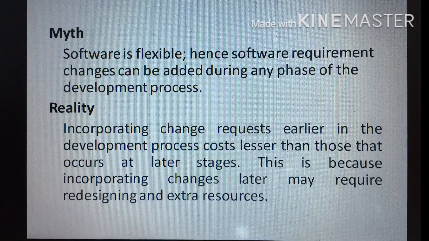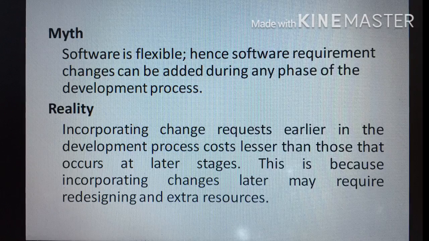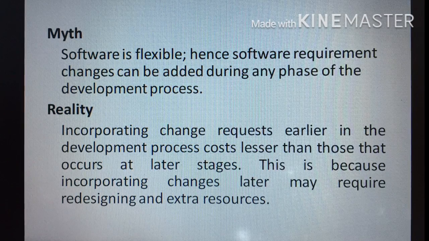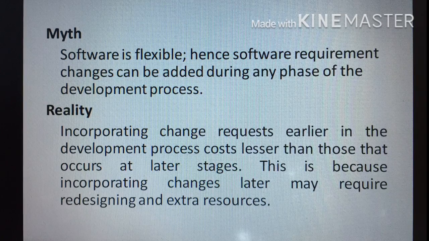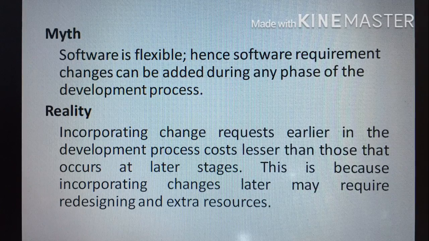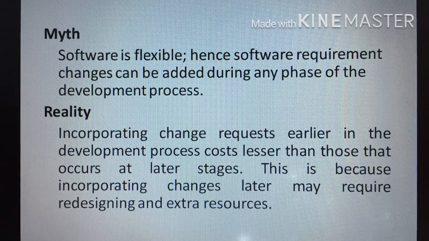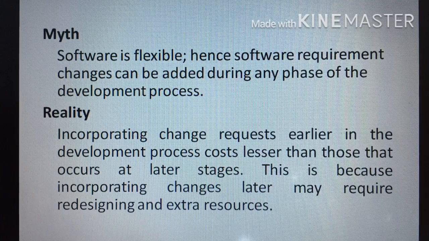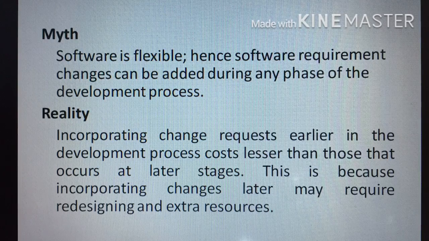And the next myth is that software is flexible. Hence, software requirement changes can be added at any phase of the development process. Here, software is flexible. Okay, we can agree. But incorporating changes at a later time may result in the redesigning of the software, and that may require extra resources too. What will be the result? That may increase the cost of the development of the project to n times of our budget.